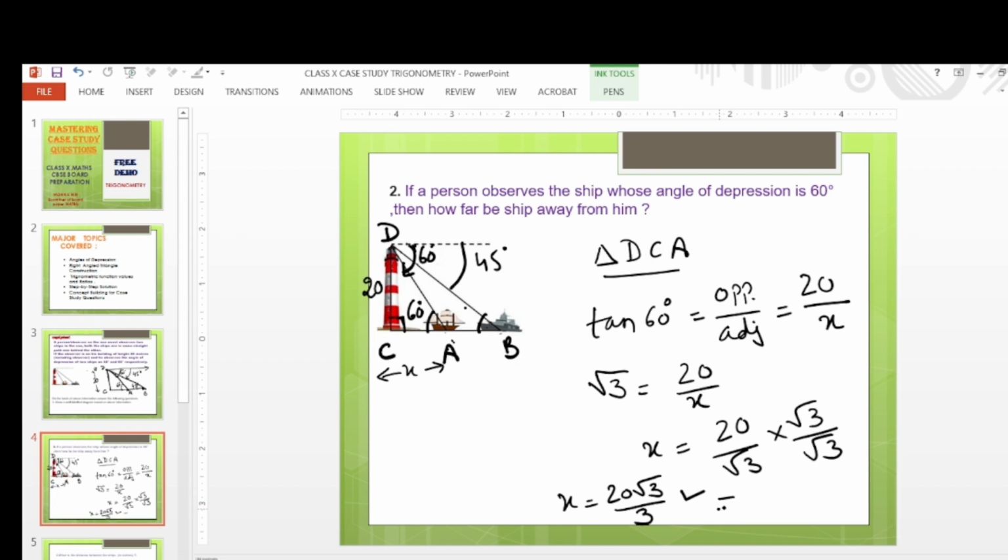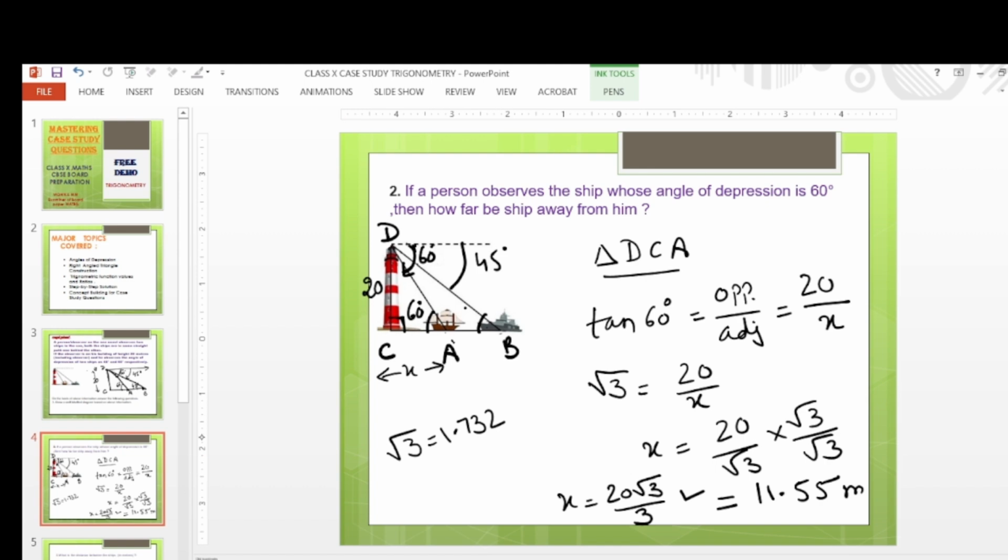But you can also solve it in decimals, so the answer will come out to be 11.55 meter. And what is √3? You can take the value of √3 as 1.732. Sometimes you can also take 2 decimal places. Is that okay? I hope you have understood that. So you can say that ship A is 11.55 meter away from the observer or from the building.